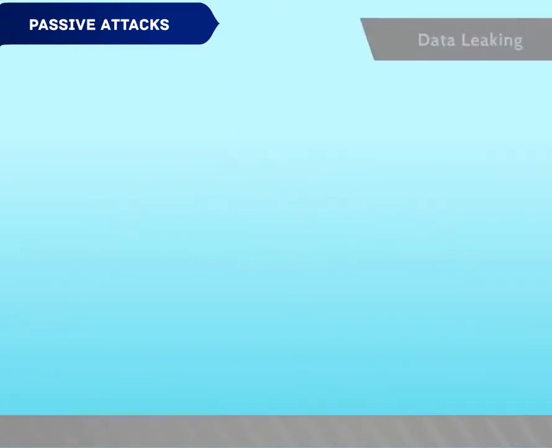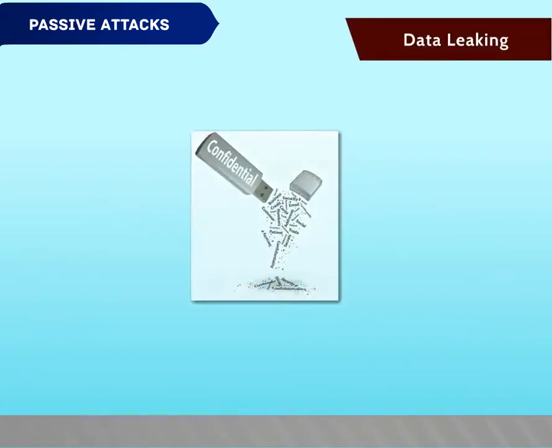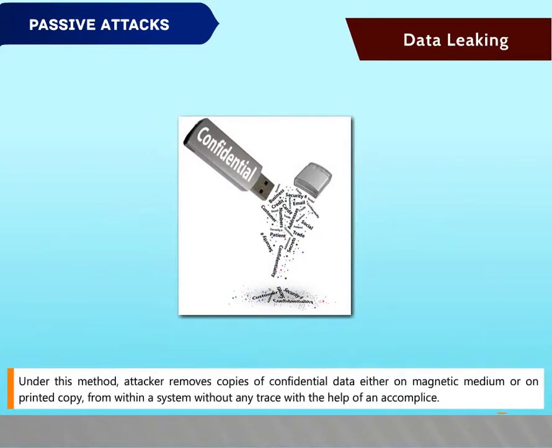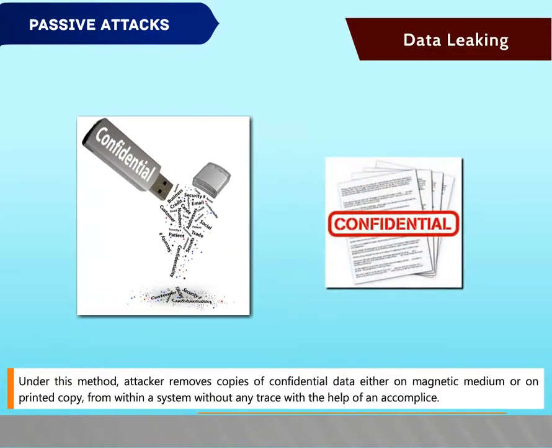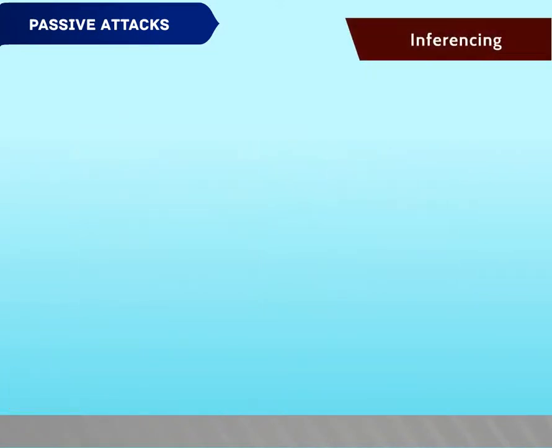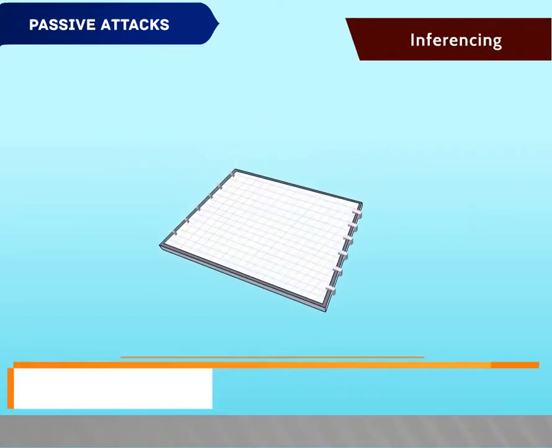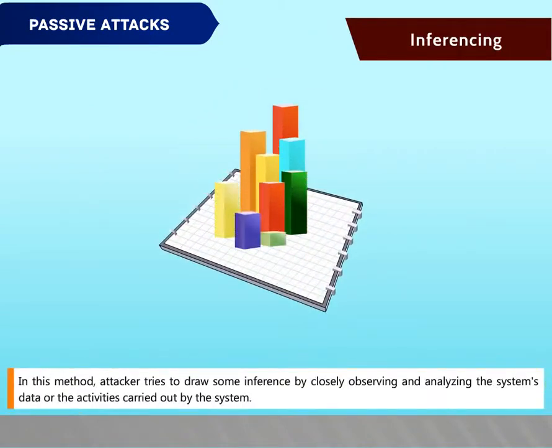Data leaking. Under this method, attacker removes copies of confidential data either on magnetic medium or on printed copy from within a system without any trace with the help of an accomplice. Interferencing. In this method, attacker tries to draw some interference by closely observing and analyzing the system's data or the activities carried out by the system.